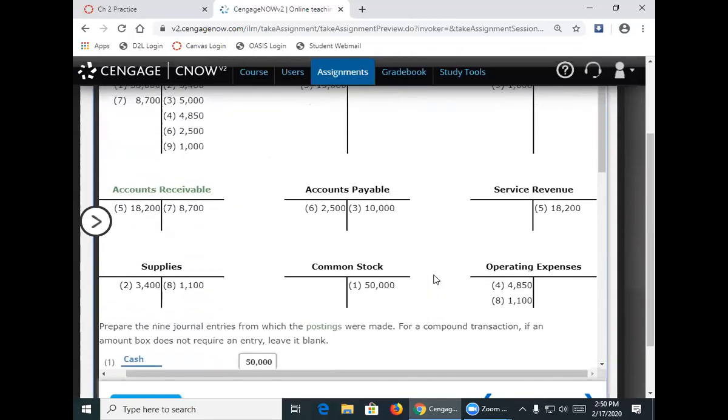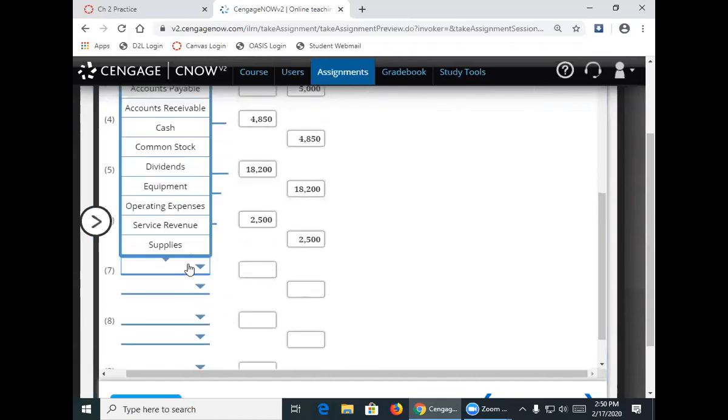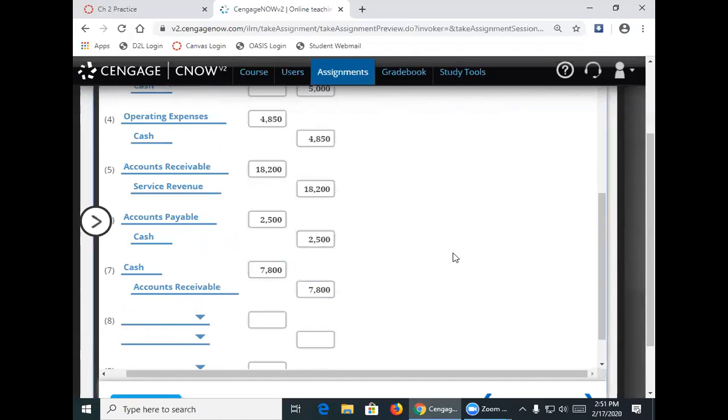Okay, number 7. We see a credit to accounts receivable and a debit to cash. So what's happening there? You got paid for your service. Well, we got paid for what was already owed to us. Yeah, what somebody owed to us. Good. Now we remember that's where it gets a little tricky. It's 8,700. Oh, thank you. I'm transposing, a little backwards. It happens.